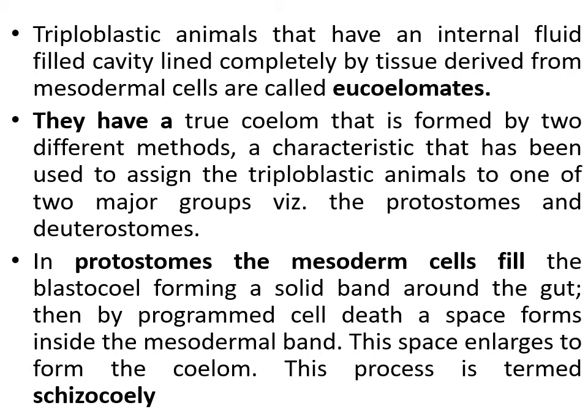Triploblastic animals that have an internal fluid-filled cavity lined completely by tissue derived from mesodermal cells are called eucoelomates. They have a true coelom, which is derived from mesodermal cells. And this true coelom is formed by two methods.